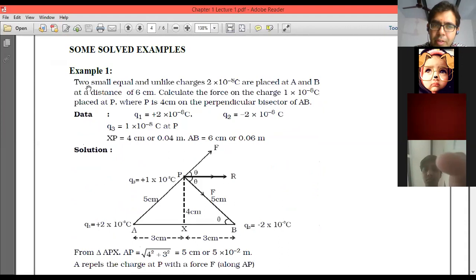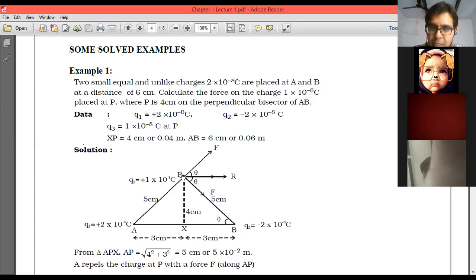In this question, we can see that there are two small equal and unlike charges placed at A and B. At A, a charge of 2 into 10 to the power minus 8 coulomb, and at point B, a charge of minus 2 into 10 to the power minus 8 coulomb is present. They are 6 centimeters from each other. We need to find the force on a charge that is present at P, and the value of that charge is 1 into 10 to the power minus 8 coulomb.